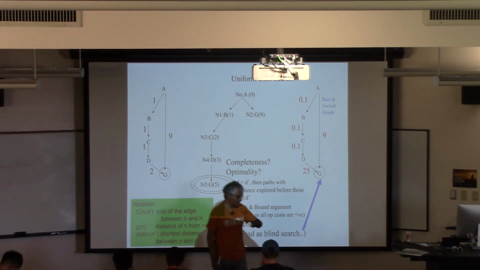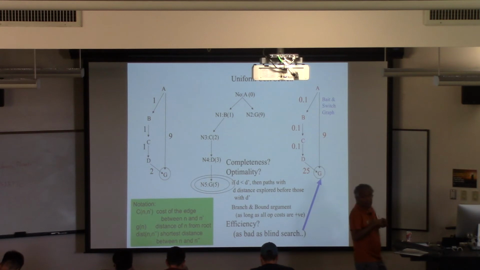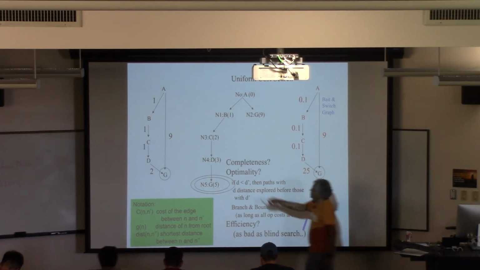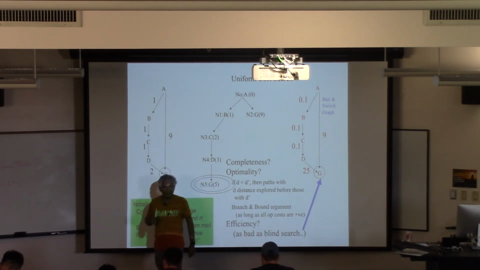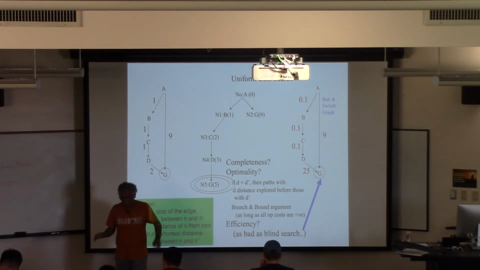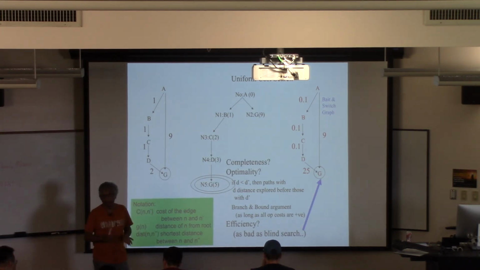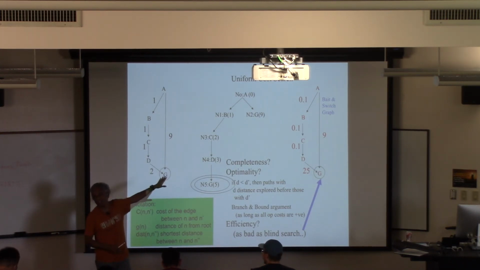That's uniform cost search. It looks as if uniform cost search is using a lot more information because it is using this edge cost. But as I told you, that's not the difference between informed versus uninformed search. You see what I'm saying? This is still blind search. It's just blind search with non-uniform cost edges.